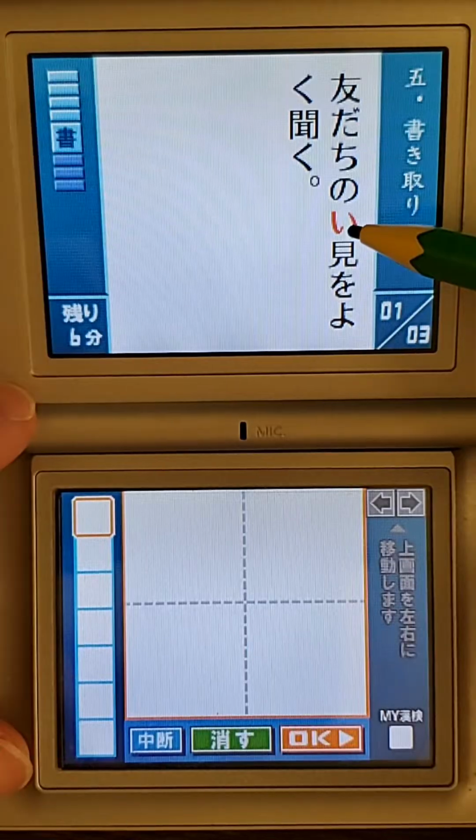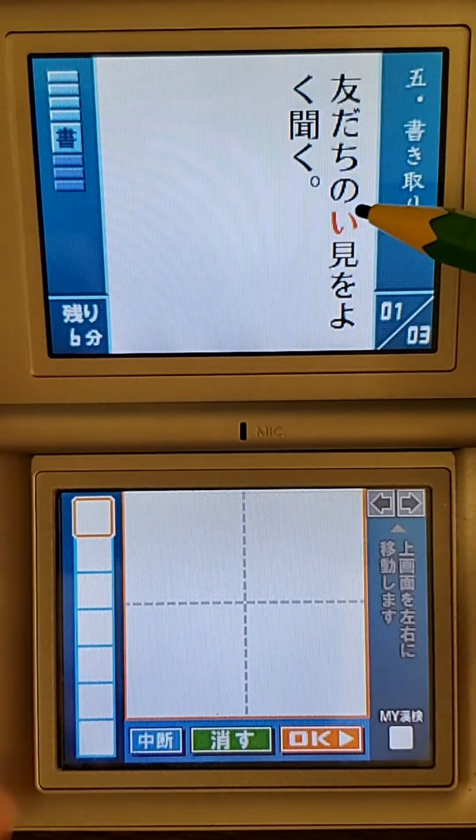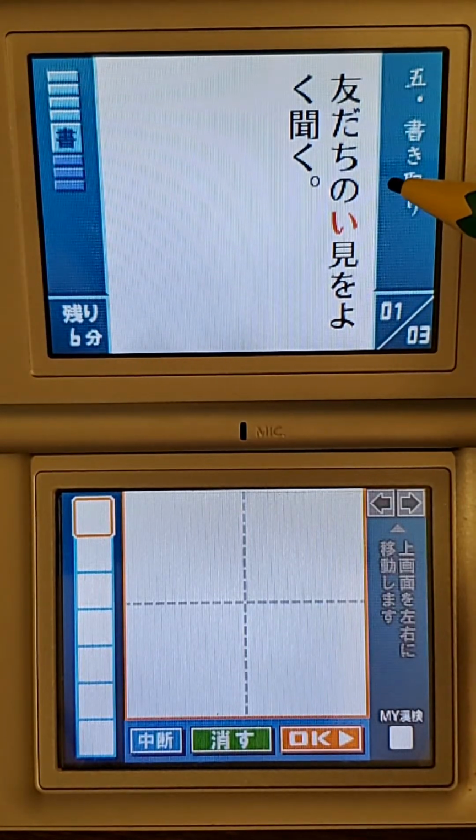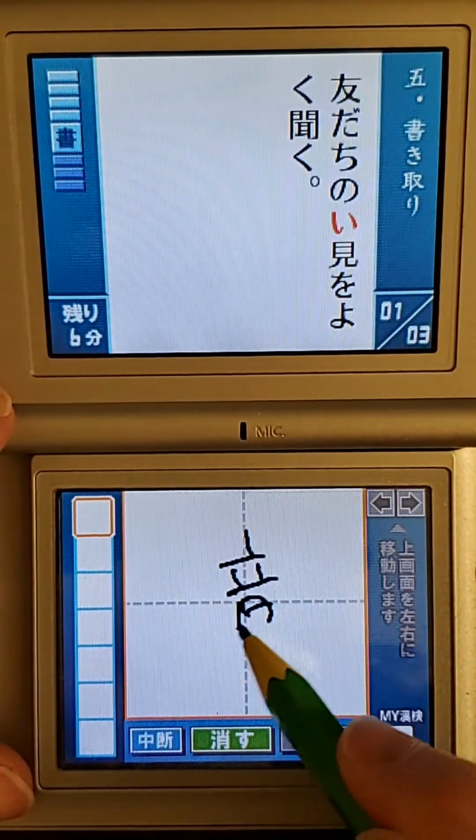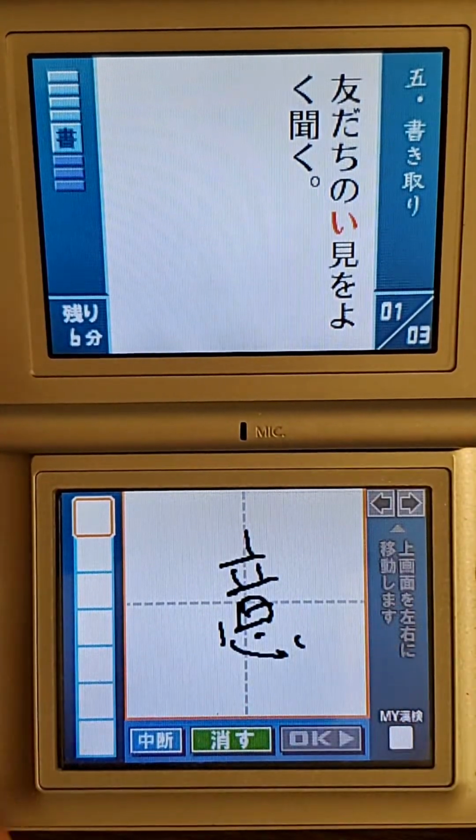友達の意見をよく聞く. So I really listen to the opinion of my friend. So 意見, we put sound and then heart under sound.